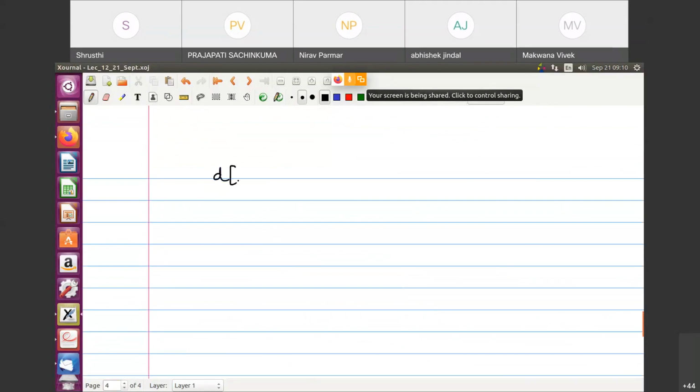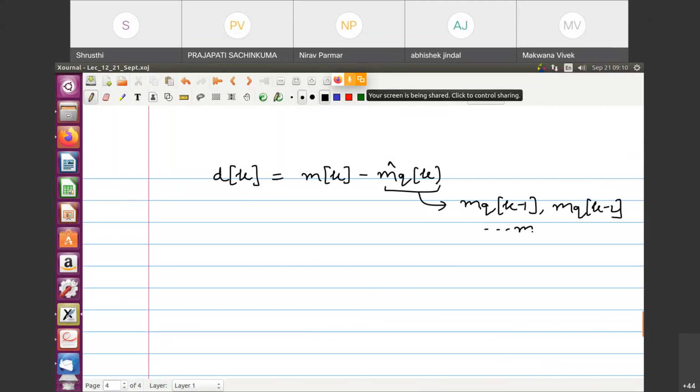So now my error which I need to transmit is this: I took m of k and subtracted the predicted value from its quantized version. Now, why am I saying this value is predicted based on the quantized past samples? Meaning, suppose, on the basis of these n values, the value that I predicted I denoted by m_q k cap, because it has been predicted based on the previous quantized samples. And now I am transmitting d of k.